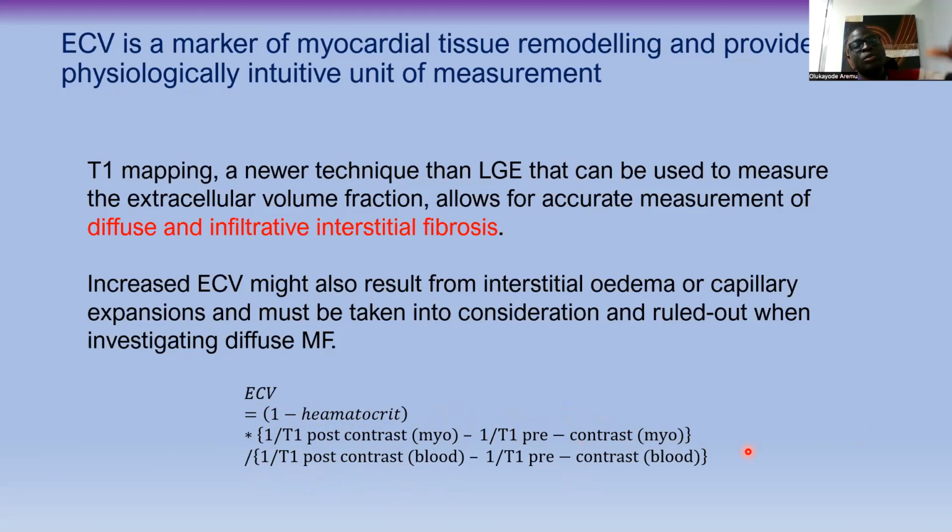And most times in diseases, when you see high T1 times, you see that it is proportionate to the ECV values that you find, okay? So it allows for accurate measurement of diffuse and infiltrative interstitial fibrosis.